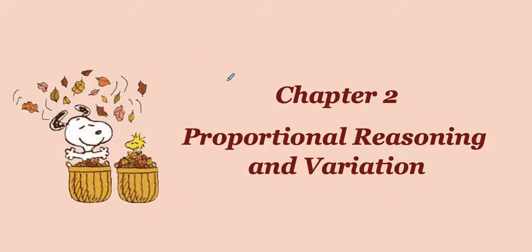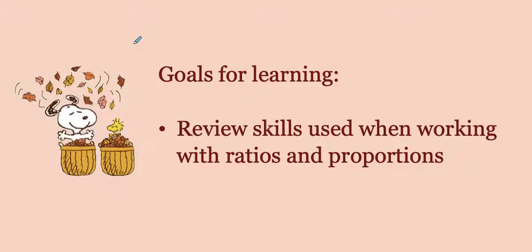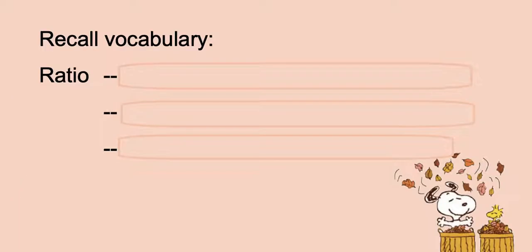All right, so chapter 2, we've got some proportional reasoning going on. A lot of this should look familiar to you, but make sure to jot everything down anyway, including all the vocab and all the examples. We're going to review some skills that we've used in the past when working with ratios and proportions.